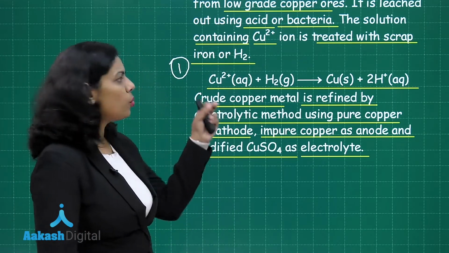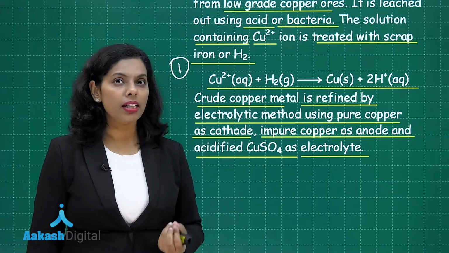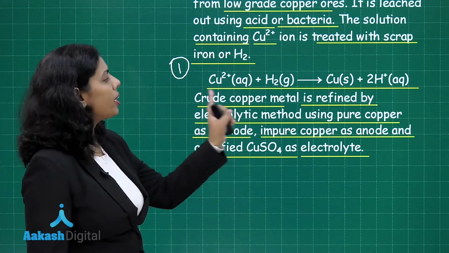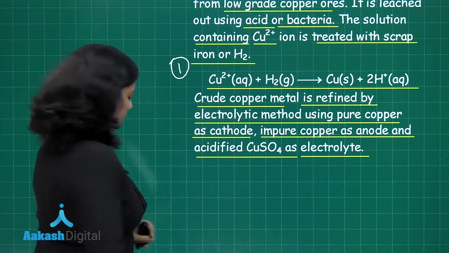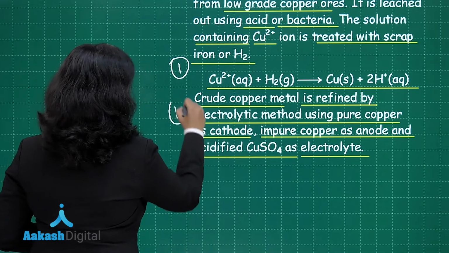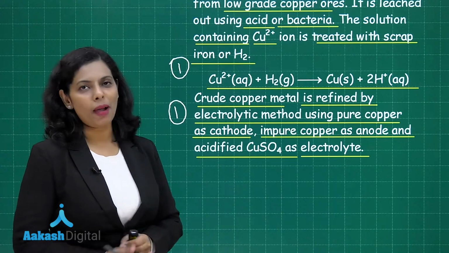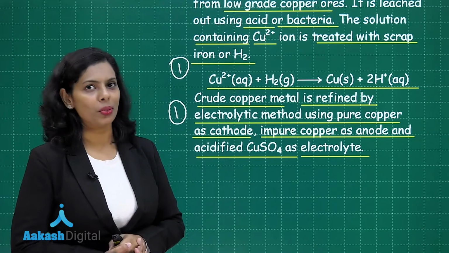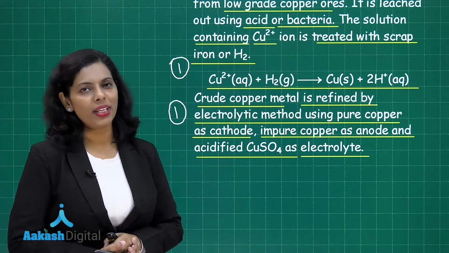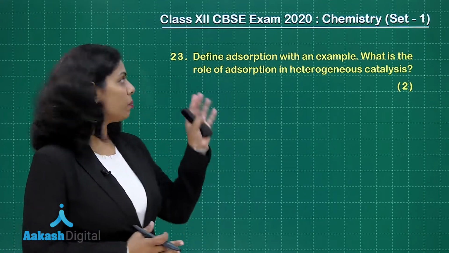So in this case, you need to just write the name of the method. Simply writing electrolytic method will give you 1 mark. So 1 mark you will obtain here. A total of 2 marks you can obtain by attempting this part also. So this was question number 22. Turn is there for question number 23. Let's take question number 23.